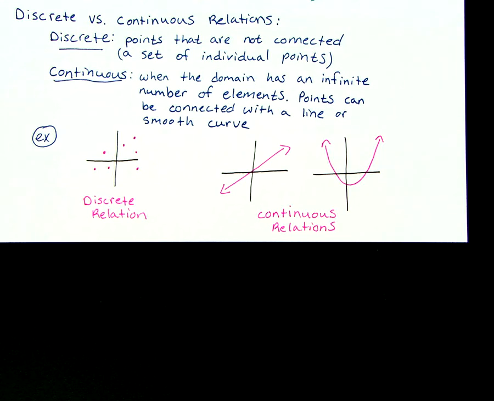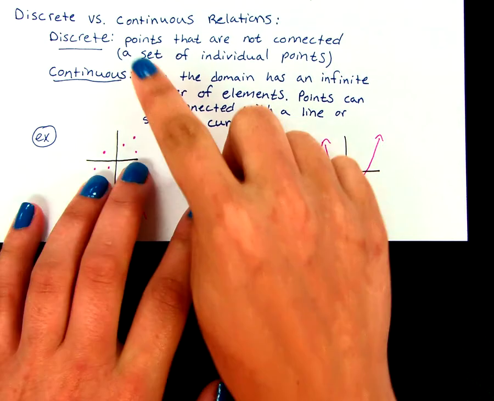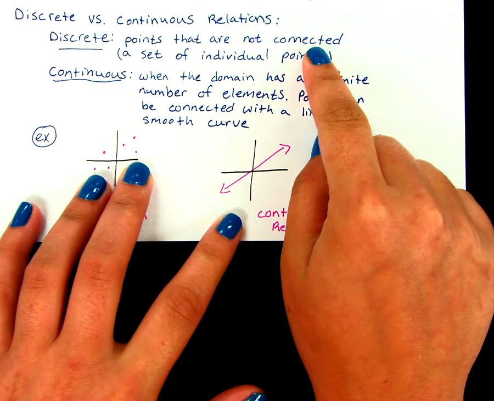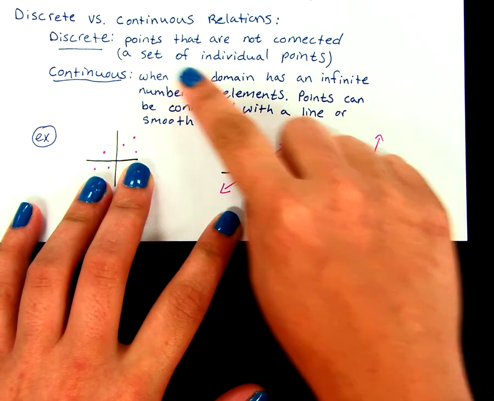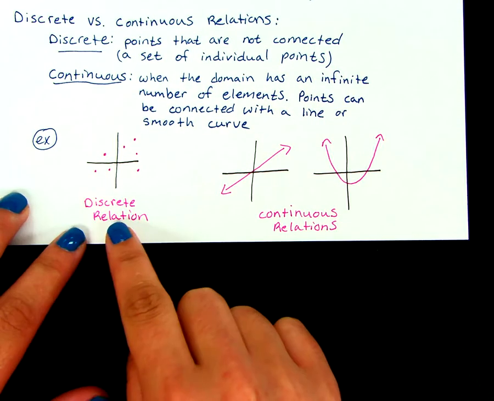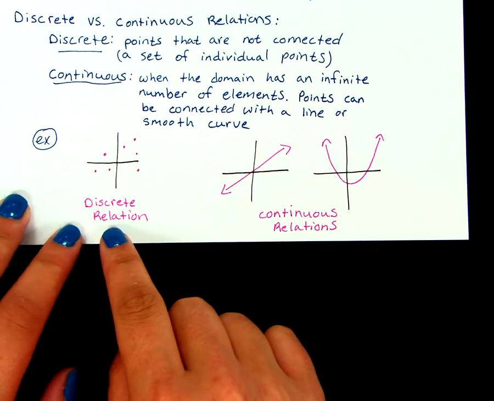All right, next part of the lesson, we're going to go back to some vocabulary. So discrete versus continuous relations. Discrete are going to be points that are not connected. Okay, so just a set of individual points here. So if we look at our example, this would be an example of a discrete relation.